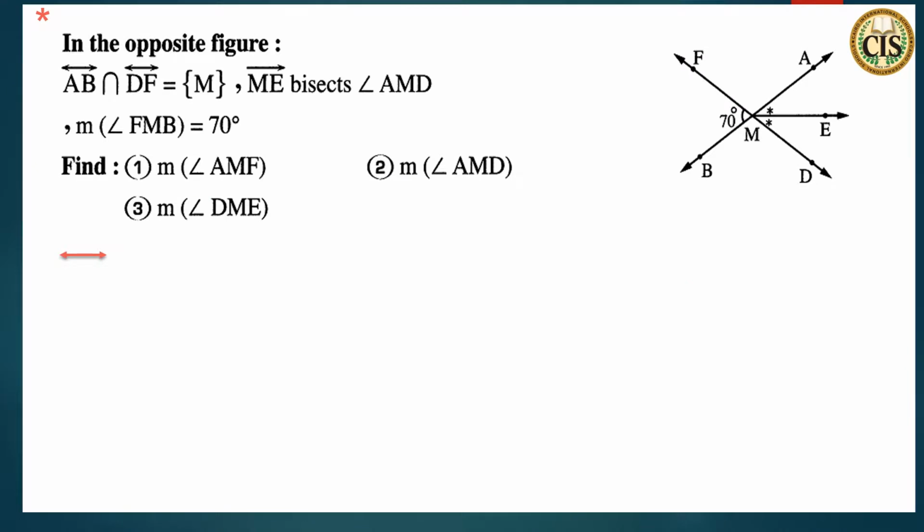In the opposite figure, the two straight lines AB and DF intersect at M. ME bisects angle AMD. Measure angle FMB equals 70 degrees. Find number 1, measure angle AMF. Number 2, measure angle AMD. Number 3, measure angle DME. Solution.